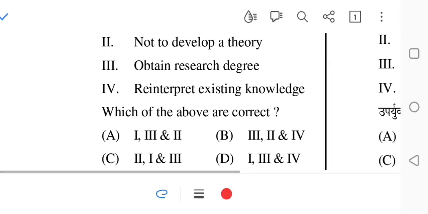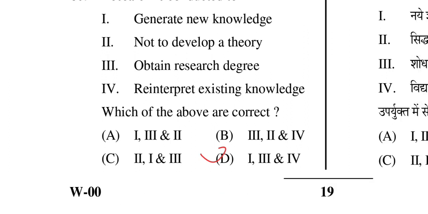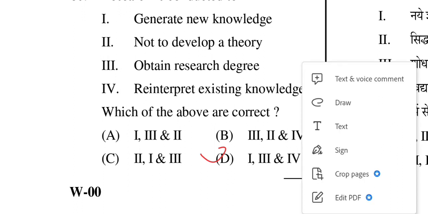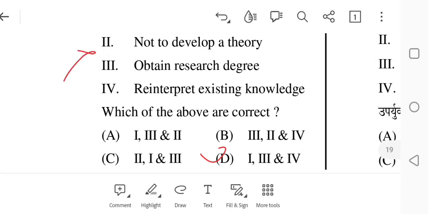Generate new knowledge. Okay. Then obtain research degree. Then, 1, 3. Yes. Obtain research degree and reinterpret existing knowledge. So, not to develop a theory, it is wrong. That's all. Space for the rough work. We have finished the entire question.